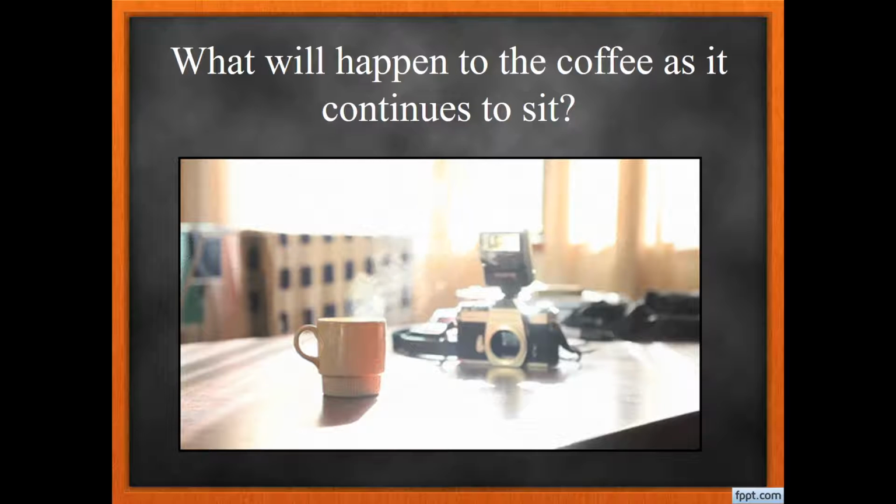So what happens to the coffee as it continues to sit? Where does the heat go? It goes into the table, it goes into the air, anything that's in contact with the coffee. It goes into the mug, which then goes into the table. Yes, that's correct. And it'll continue until eventually they reach some steady temperature.